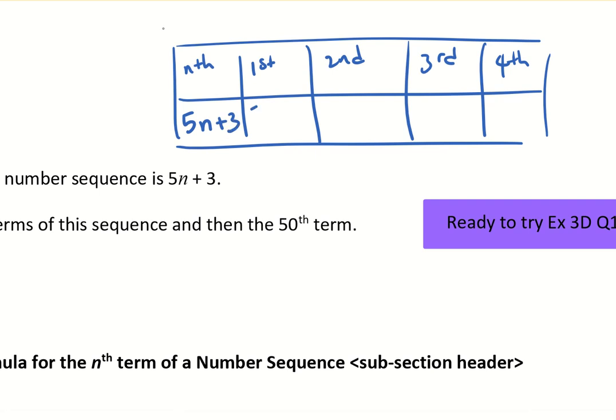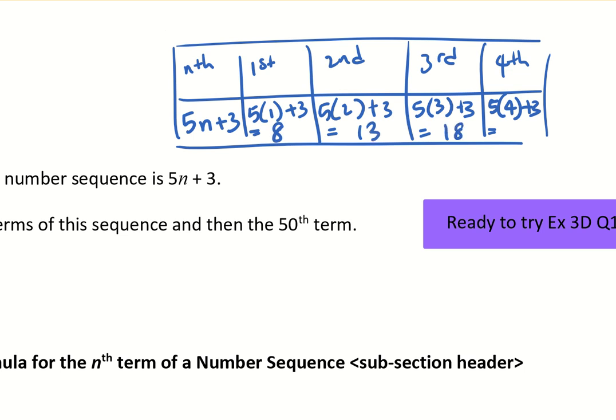In our first term, it will be 5 times 1 plus 3. Second term, 5 times 2 plus 3. Third term, 5 times 3 plus 3. 5 times 4 plus 3. So take our calculator, find all these values. 5 plus 3, 8. 10 plus 3, 13. 15 plus 3, 18. 20 plus 3, 23. I've got the first 4 terms.